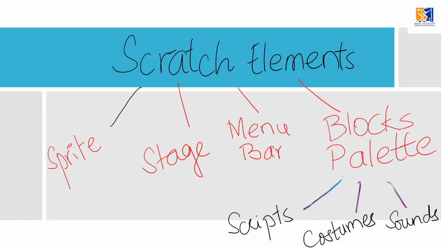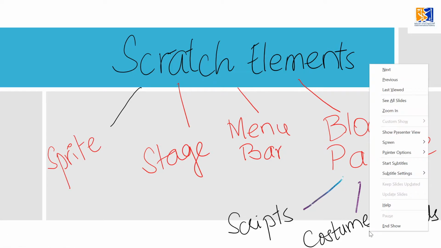Okay? Now, Scratch elements. We have sprite. The default sprite is a cat. We have a stage, menu bar, blocks palette, and in blocks palette we have scripts also called code, costumes, and sounds. Every sprite has its own costumes and sounds. Okay?